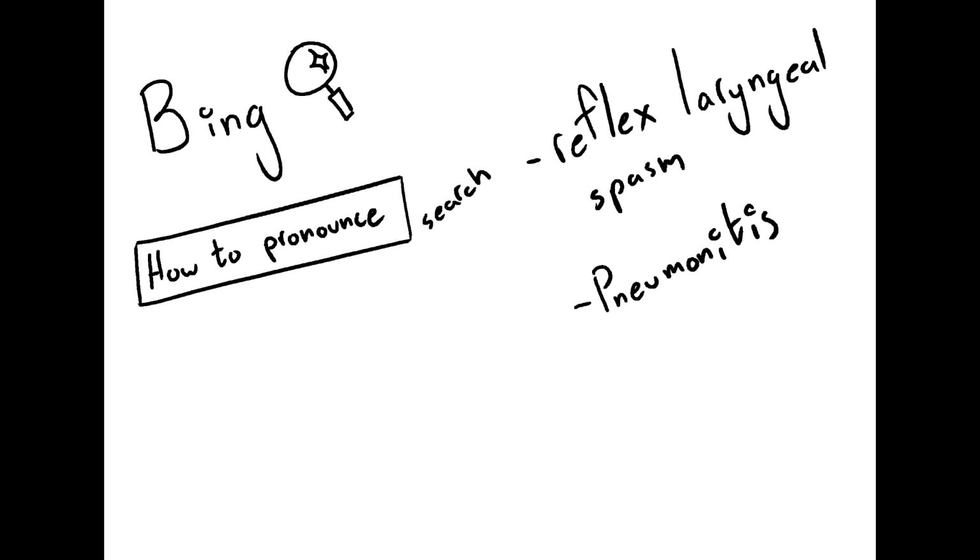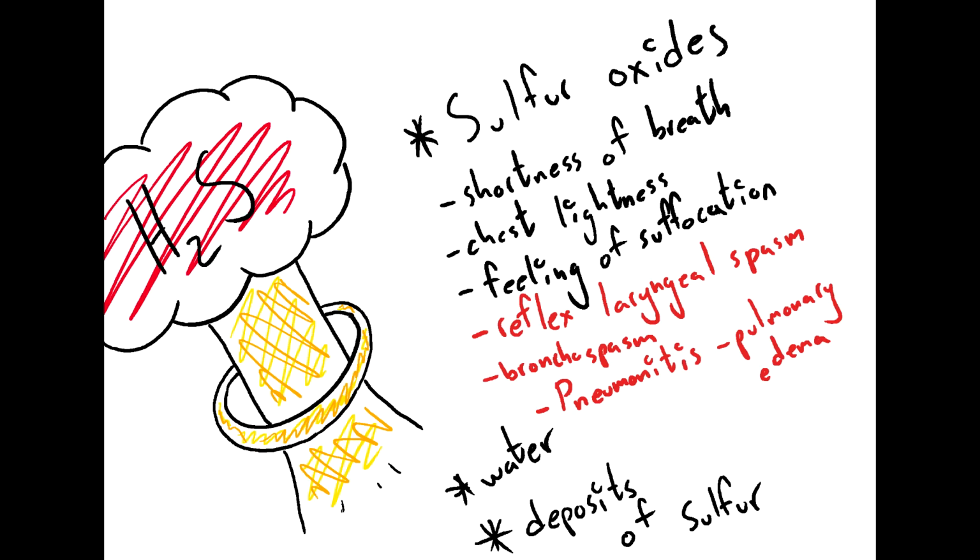Laryngeal. Pneumonitis. Exposures to high concentrations may cause shortness of breath, chest tightness, feeling of suffocation, reflex laryngeal spasm, bronchospasm, pneumonitis, and pulmonary edema.